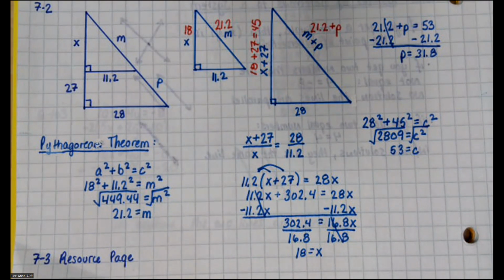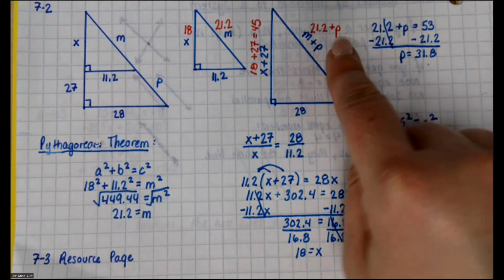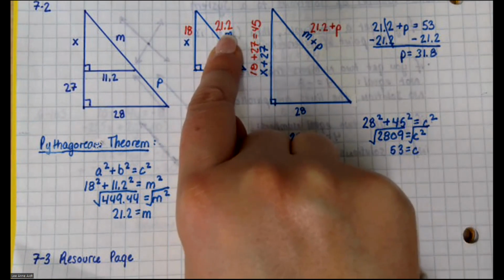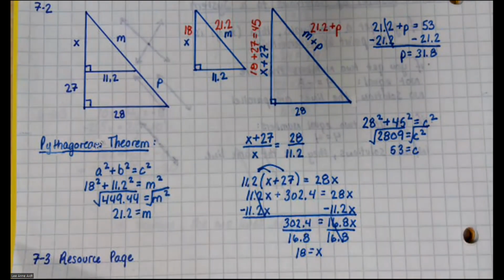I did want to say though, if you didn't think of Pythagorean theorem like Rowan did, then you could have done 21.2 plus P over 21.2 equals 28 over 11.2 and done a proportion and cross multiply. You might have liked that better. It might have been easier. But if you think to do Pythagorean theorem, go for it. It works. That's kind of a spicy meatball right there.